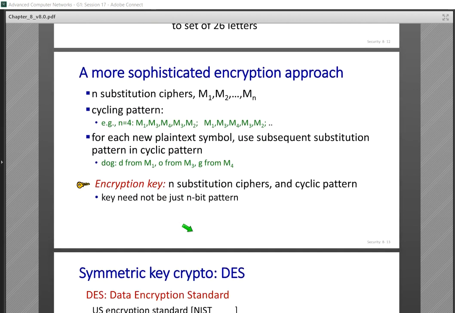We have another strategy. Instead of using one substitution key or one substitution ciphering, I can use n different substitution ciphers.